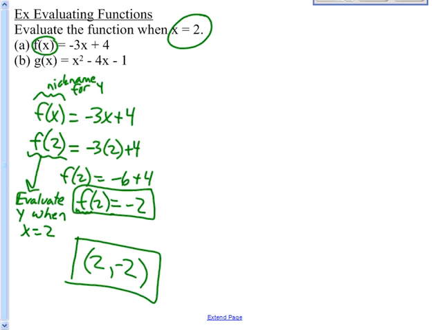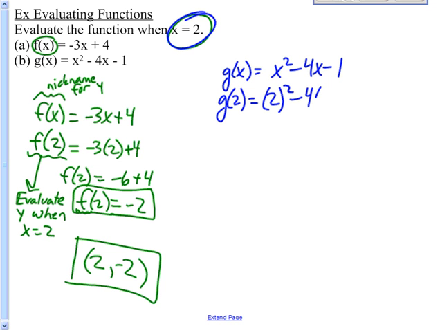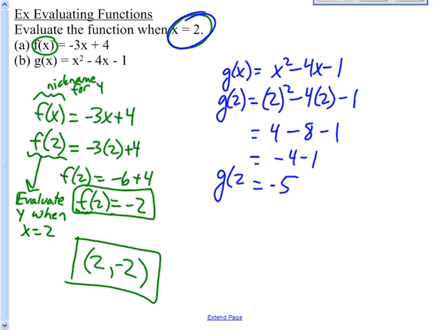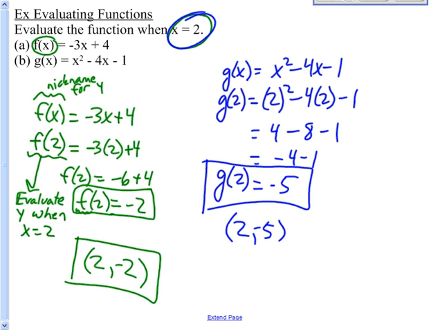2, negative 2. Let's do it for this g of x function. So g of x is x squared minus 4x minus 1. And we want to find it for x being 2. So let's plug 2 in for x. 2 squared is 4. Negative 4 minus 1, we got our negative 5, right? So g of 2 is negative 5. In other words, when x is 2, g of 2 ends up being negative 5. That's the point that you get. So g of 2 equals negative 5.